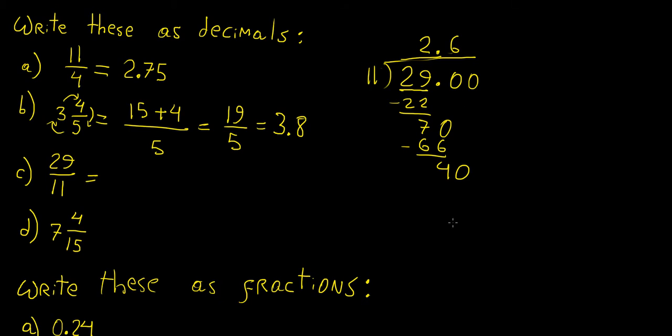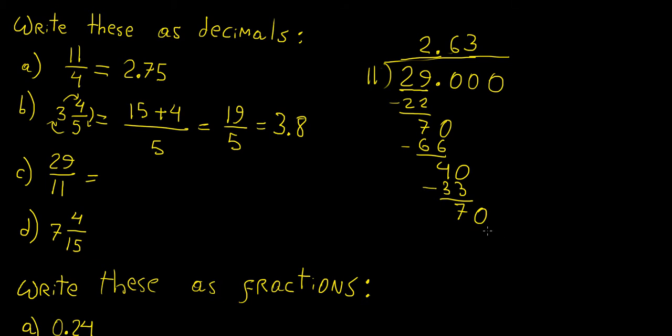Bring back another 0 here. How many times into that? 3. So that's gonna be 33, remainder 7. Bring back another 0 here. Let's see what this comes out to be. This is gonna be an interesting one actually, because it looks like it will be a recurring decimal. So let's see what happens.